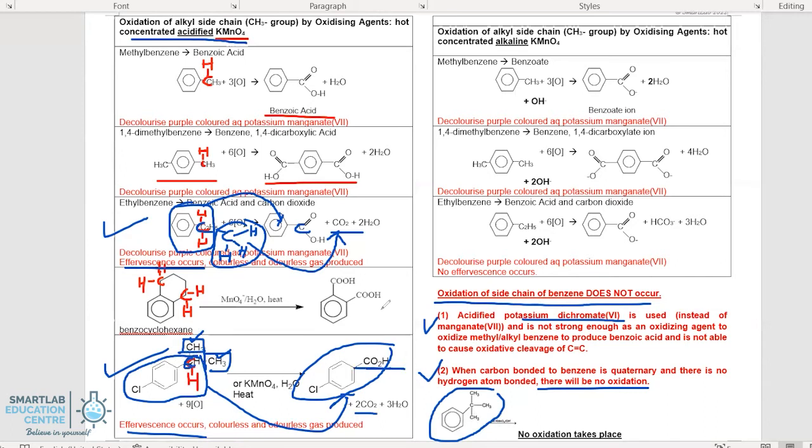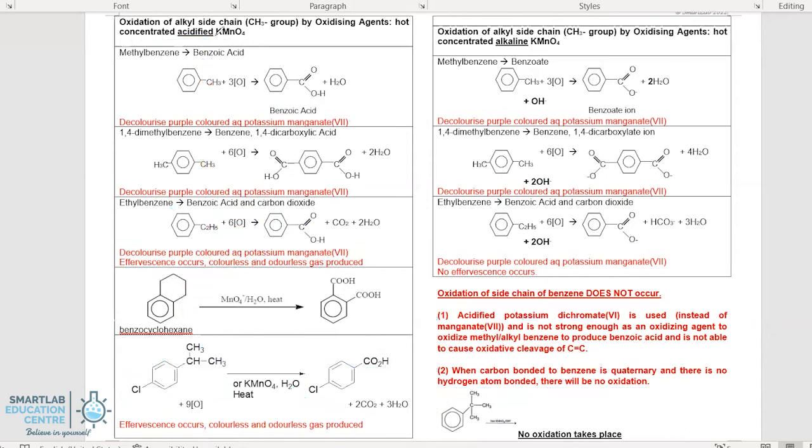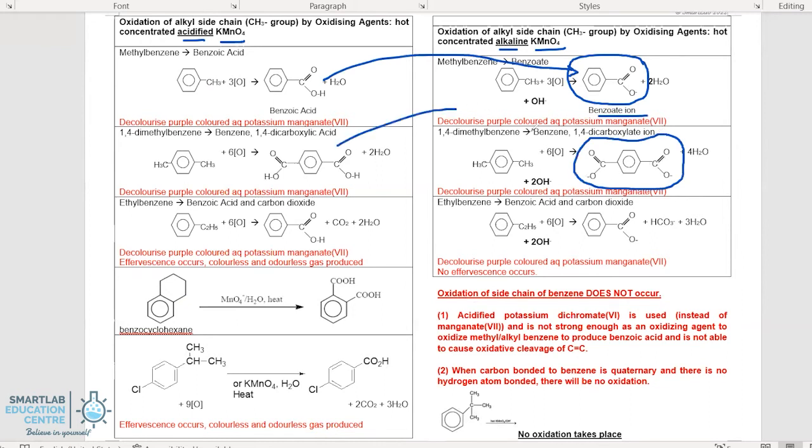The final point to add is to take note that KMnO4 can be acidic or it can be alkaline. If it's alkaline, all the benzoic acid, as you can see, will become benzoate. And do note that benzoic acid is partially soluble in water, and it will form a white ppt. But if it becomes a benzoate ion, then it can form ion-dipole attraction forces with water molecules, which means it becomes absolutely soluble and you get a colorless solution. So you can see it down here.